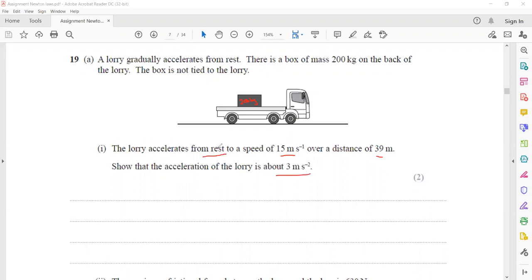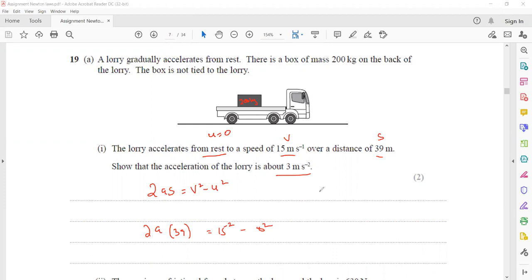So we have the initial speed, which is 0. We have the final speed and we have the distance. So we can use the equation of motion: 2as is equal to v squared minus u squared. So 2 times acceleration, which we don't know, times the distance 39. The final speed is 15 and the initial speed is 0.